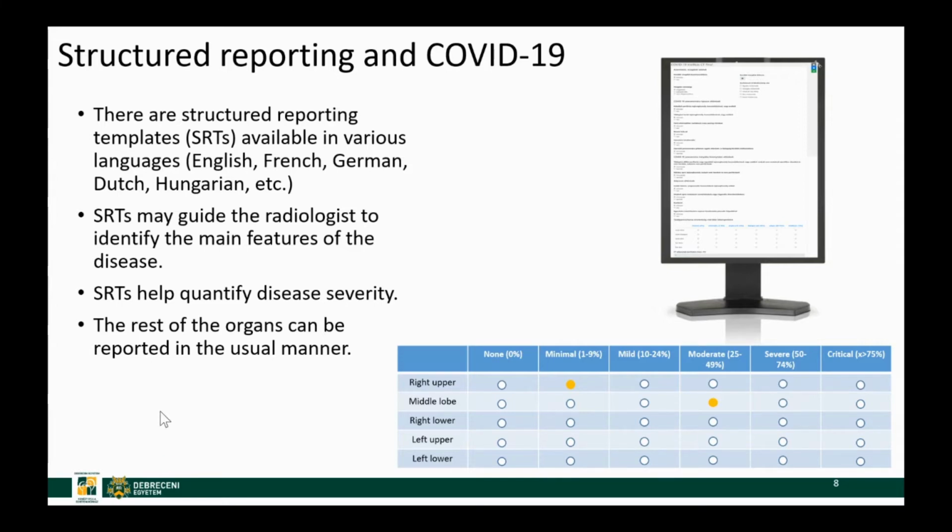These templates are available in various languages, such as English, French, and German, and they may be helpful for you in identifying the main features of COVID-19 that I'm going to talk about later in this presentation. The templates might also be helpful in quantifying disease severity. So with these spreadsheets, you can report how much the different lobes are affected. You just need to click on these radio buttons, and then the template will automatically generate a number at the end of the report. And then the rest of the organs can be reported in the usual manner.